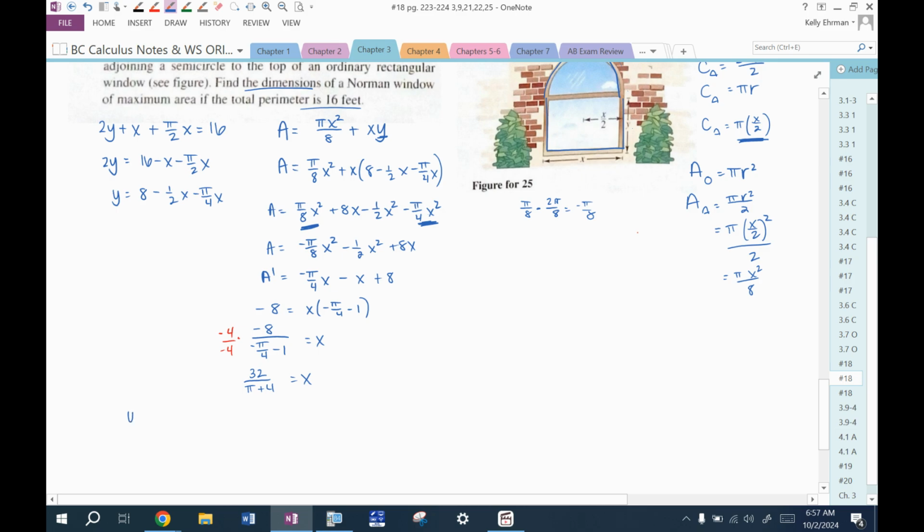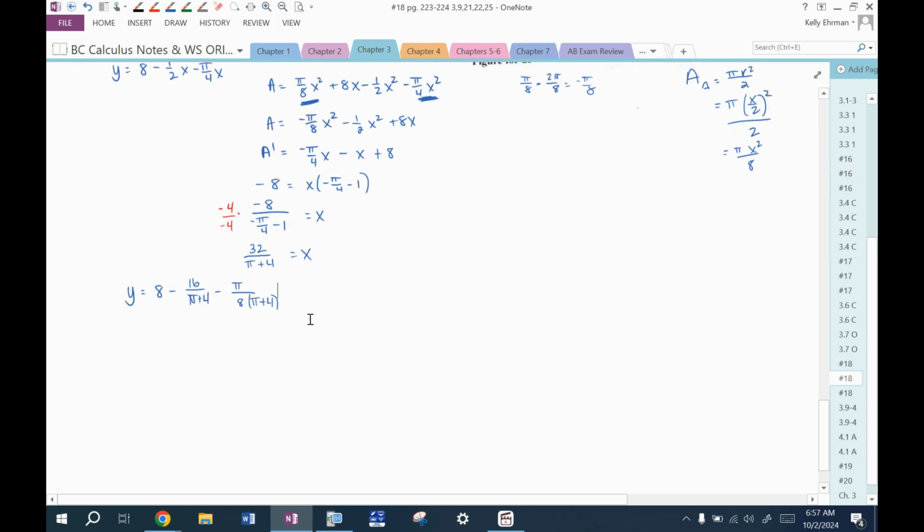And then what is y? You've got to go back and plug in for y. 8 minus half of this is 16 over pi plus 4, minus pi over 4 times this. So 32 over 4 is going to be pi over 8. Right? Yeah, times pi plus 4. And you could get a common denominator if you want to. It actually cleans up pretty nicely if you do that. Let me just do that just for fun. 8 gets multiplied by pi over 4.